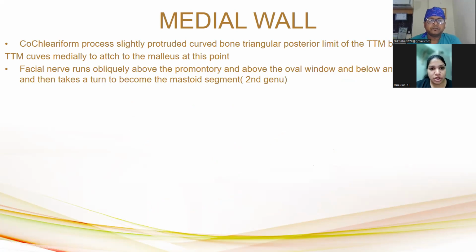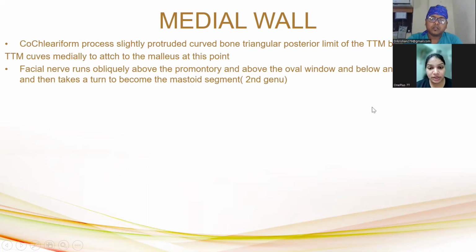Now the medial wall. The processus cochleariformis is a slightly protruded curved bone, triangular, the posterior limit of the tensor tympani bony canal, and this tensor tympani muscle curves medially to attach to the malleus at this point. You will see a proper diagram of how this tensor tympani is coming from the opening along with the eustachian tube, and how it is curving and going medially and attaches to the malleus. One important point is also there: the facial nerve runs obliquely above the promontory and above the oval window and below and medial to the lateral semicircular canal, and it then takes a turn to become the mastoid segment.